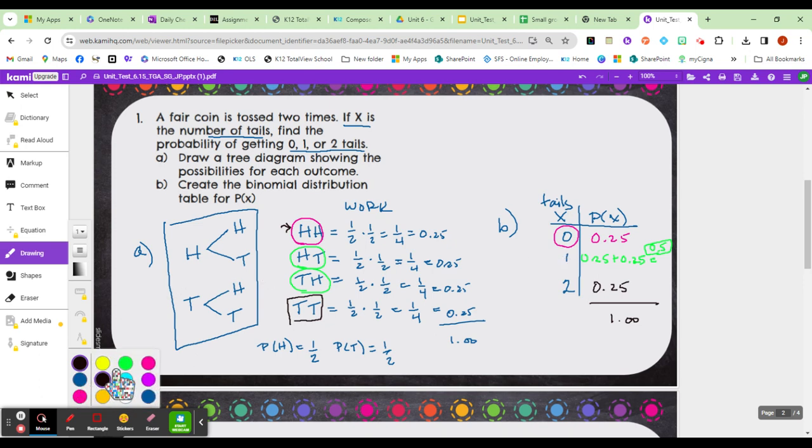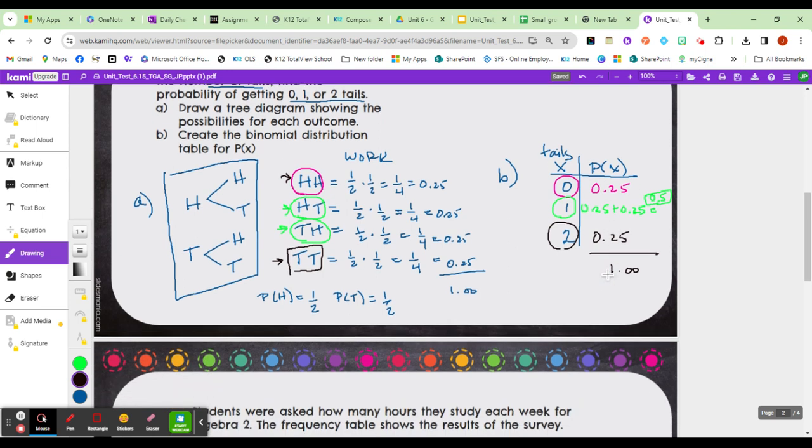1 tail would happen here or here. So I have to add the 2 probabilities. So 0.25 plus 0.25 gives me 0.5. And then the probability of 2 tails would happen right here. And that's 0.25. All right, moving on to number 2.